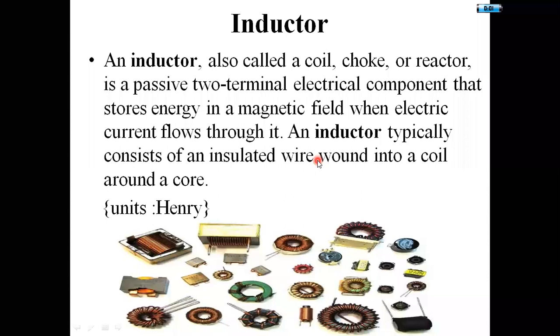And this is the inductor. An inductor is just like a coil structure, choke, or a reactor. It is a passive two terminal electrical component that stores energy in a magnetic field when electric current flows through it. An inductor typically consists of an insulated wire wound in a coil around a core. Its unit is Henry.